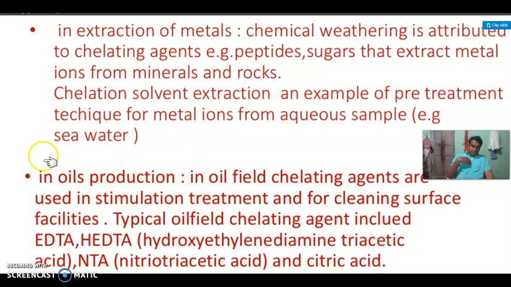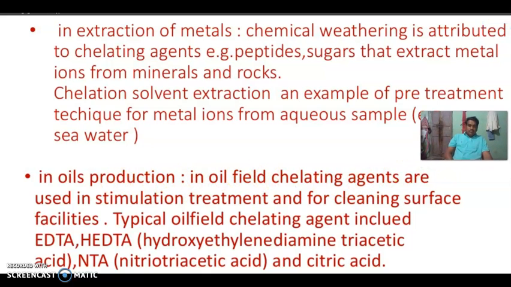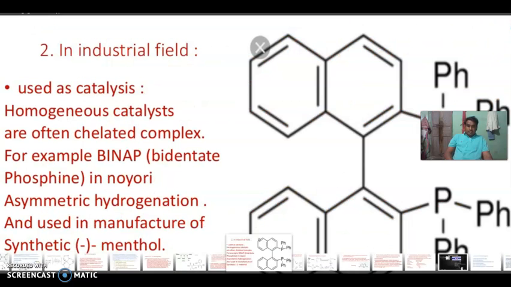Another application is in oil production. In the oil field, chelating agents are used in stimulation treatment and for cleaning surface facilities. Typical oil field chelating agents include EDTA, HEDTA (hydroxyethylethylenediaminetriacetic acid), NTA (nitrilotriacetic acid), and citric acid, which are commonly used in the oil industry.